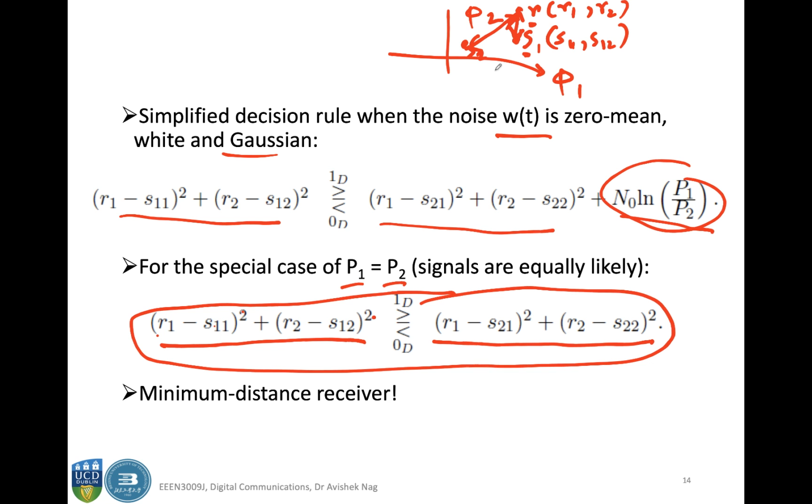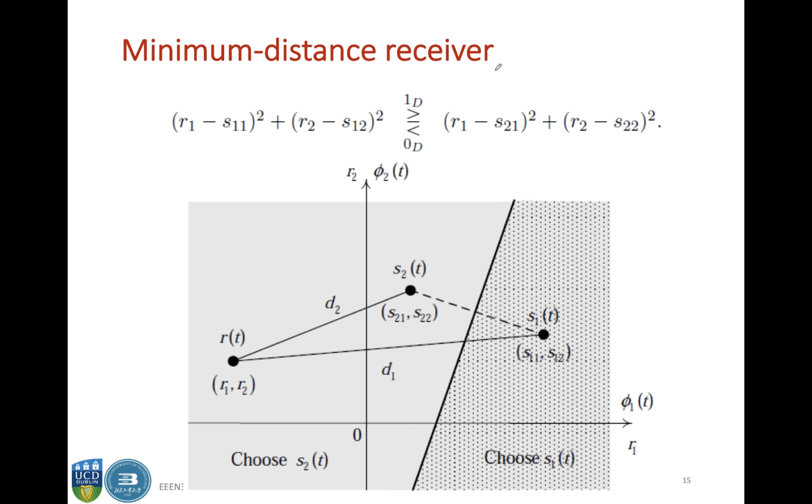So this is a nice revelation. This slide actually shows what I just said. So let's say this is your received signal R, which has the components R1 and R2, and then it makes a distance D2 with signal S2 and a distance D1 with signal S1. So in this figure, D1 is greater than D2, so therefore you can decide that S2 was transmitted. Okay, so this is what is said by this equation.